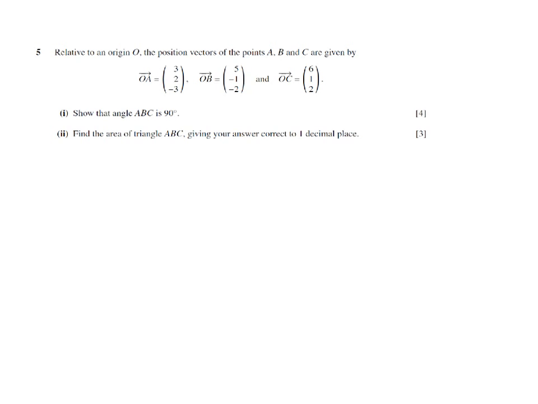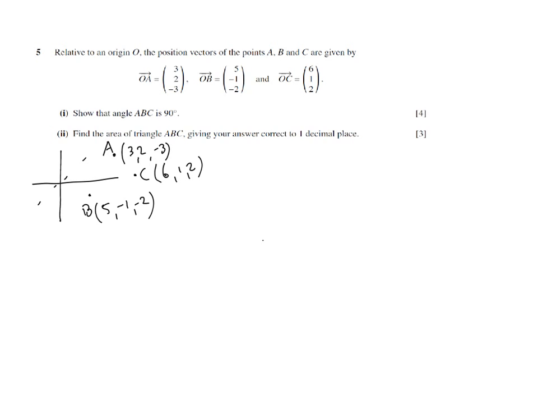Now what I always really like to do, but that's completely up to you, is make a sketch. These are three-dimensional vectors. I just like to make a sketch. OA is 3, 2, minus 3. Let's say it's there. OB is 5, minus 1, minus 2. Let's say that's there. Sorry, I have to put an A there. And C is 6, 1, 2. Let's say it is roughly there. So you don't have to be accurate with this. This is just for myself.